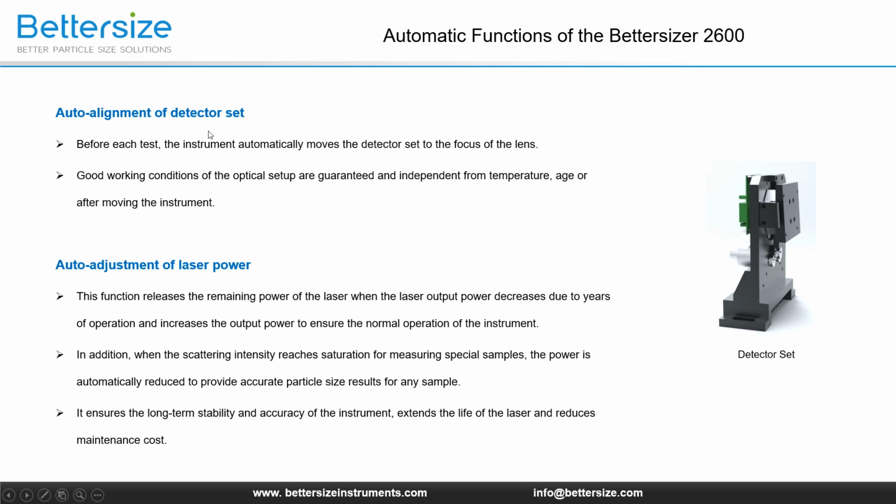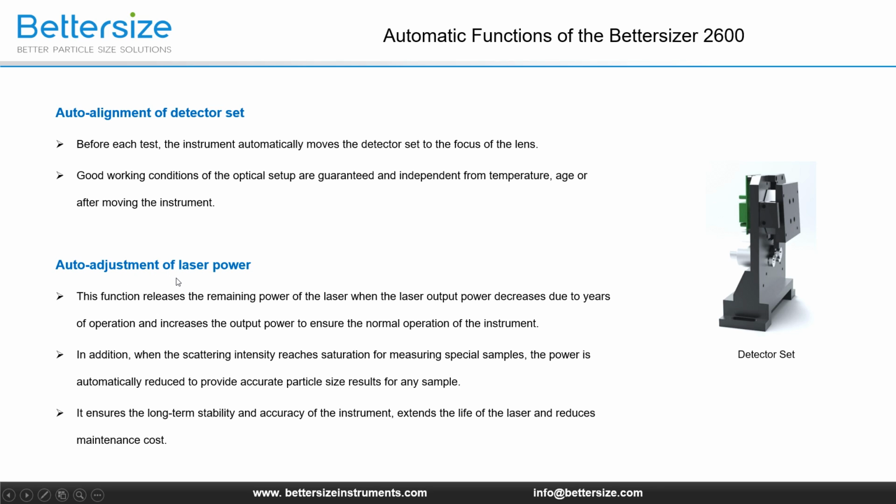Another feature of the Bettersizer 2600. It ensures the central point of detector is always on the focal plane of the Fourier lens, and the laser converged by the lens always illuminates the central point. This automatic function ensures the system is always at its optimal condition, and thereby guarantees the accuracy and reliability of measurement results. Auto adjustment of laser power.